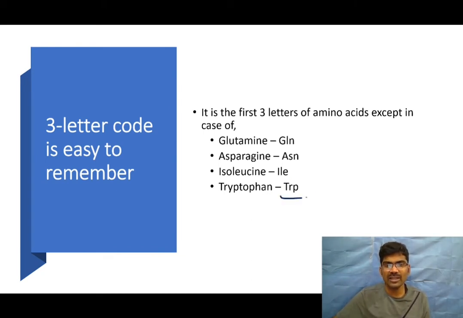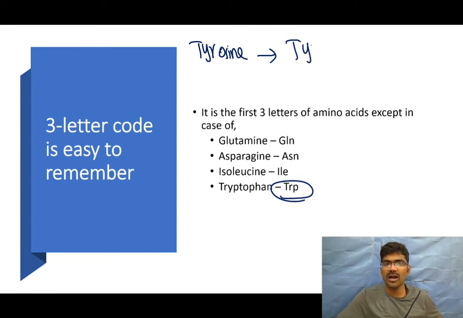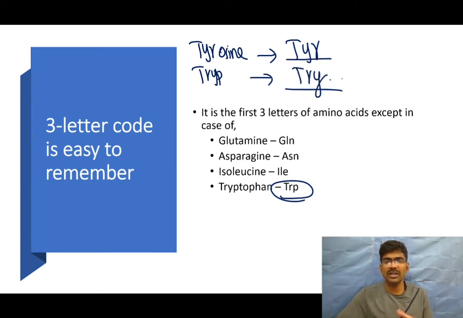Look at this. For tryptophan, they have given the code TRP. Why? The reason is for tyrosine, the code is TYR. For tryptophan, if you give TRY, these are the most commonly mistyped words in the computers also. If you try to type in the computer, there's a high chance that you will make this mistake. These are easily confused typing keys. That is why they have gone for TRP instead of TRY for tryptophan. So three letter code is very simple.